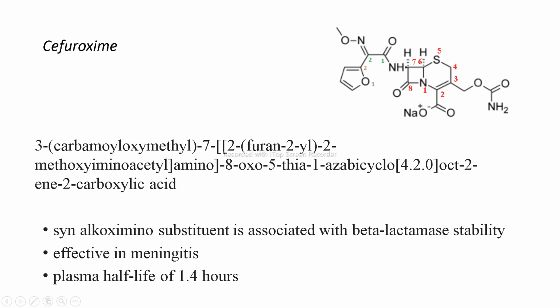It contains the imino group and the methoxy group. So you just have to recognize that if there is a furan, then you have to write down this imino and this methoxy group, and there is a substitution at the third position. I think this is the common substitution of the cephalosporins. So this is the structure of cefuroxime.